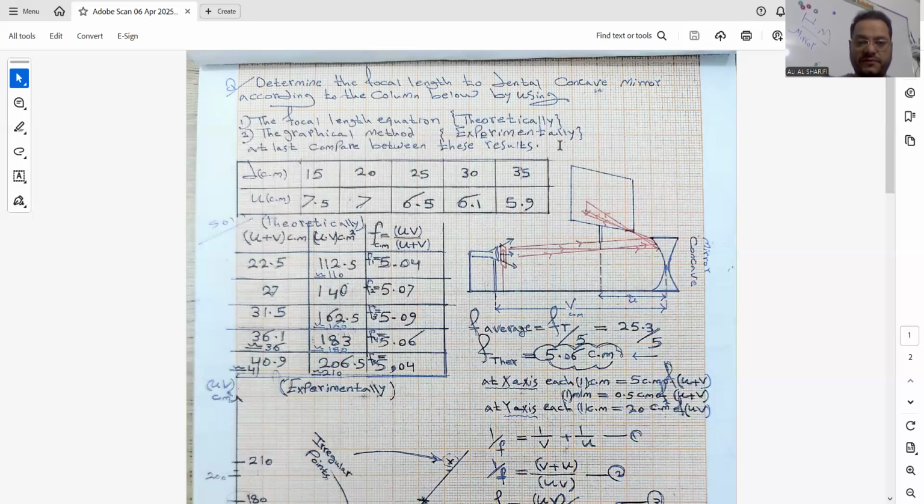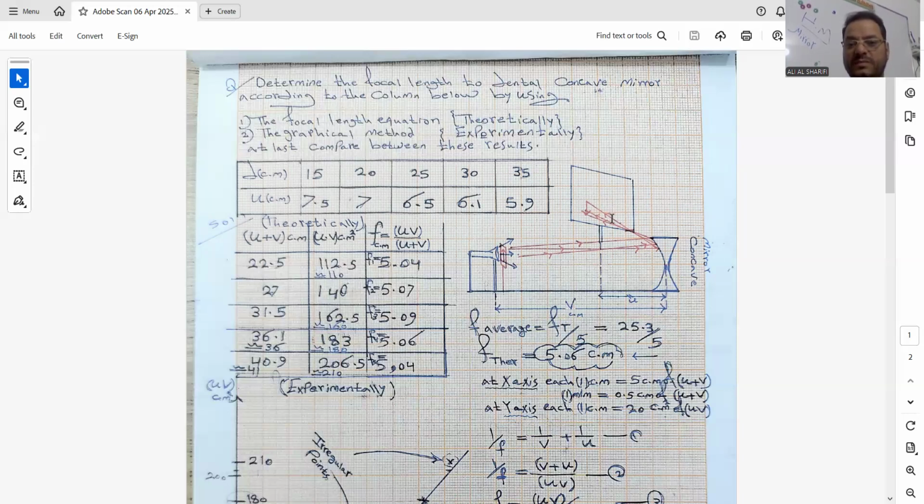It's an important difference between the concave mirror experiment and the lens experiment. The longer distance at lens is the distance between the object and the lens. But the longer distance at the mirror experiment is the distance between the mirror and the screen.